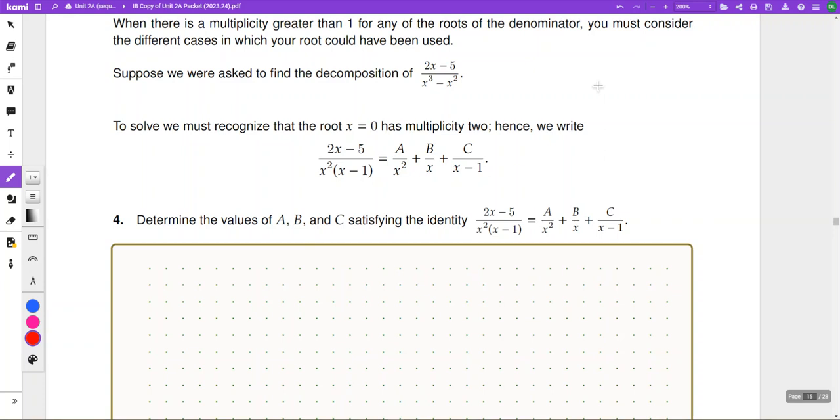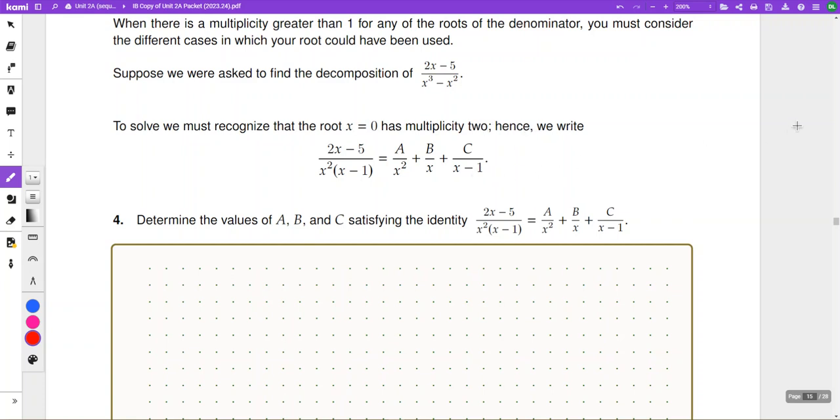Okay, continuing with our examples with partial fractions, it's important to understand that when there is a multiplicity greater than 1 for any of the roots of the denominator, you must consider the different cases in which your root could have been used. So suppose that we were asked to find the decomposition of 2x minus 5 over x cubed minus x squared. We must recognize that that root x equals 0 has a multiplicity of 2.